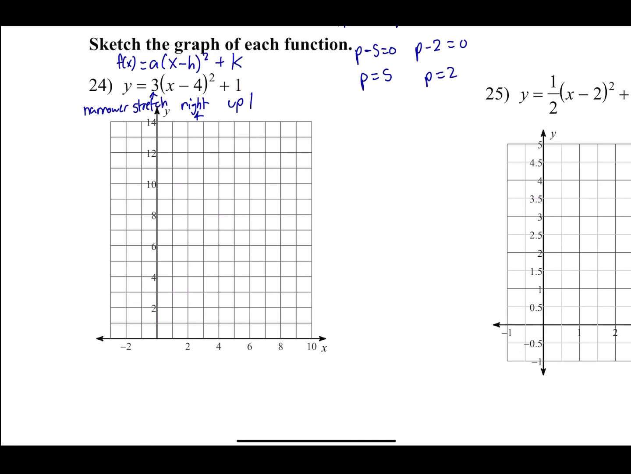So, we need to know what the parent function is, so that we can compare it. Y equals x squared is the most basic parent quadratic function. And we are moving it right 4, up 1, and stretching it. So right 4, up 1, would place my vertex right there. It's positive, so it's facing up, and it should be skinnier. I don't really care how you sketch it, as long as it looks skinnier than normal.